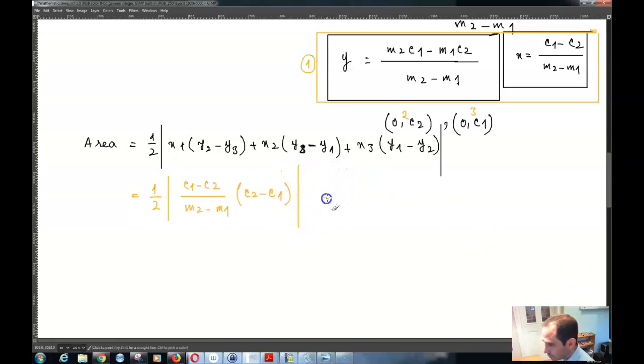So what we have is basically 1/2 the absolute value of this, c1 minus c2, c2 minus c1. So you have a minus b times b minus a. A minus b times b minus a is something that is ab minus a squared minus b squared plus ab. So it's the same thing as negative a squared negative b squared plus 2 times ab.